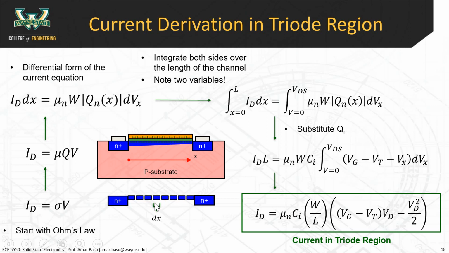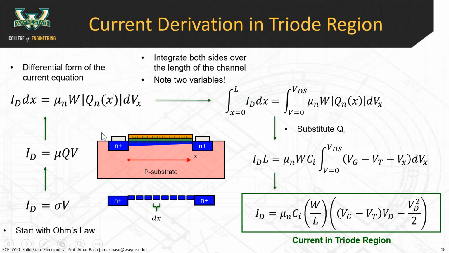dx is the differential distance along the length of the channel, and it is equal to mu n times W times Qn times dV/dx. So where is this coming from? Well, it's just coming from Ohm's law. You can see that the mu becomes mu n, and the reason for that is because this is an n-type channel, so we have mainly electrons responsible for current conduction. Therefore, we just make this mu n.